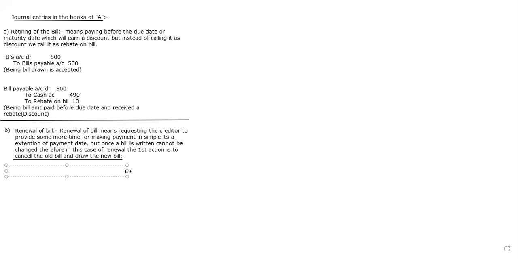So first I'm going to cancel the old bill. Now you said A is a receiver, meaning bills receivable. So the first time when we draw a bill, bills receivable will always be on the debit side. So let us assume the first entry was like this: bills receivable account debit 400 to C's account, that is 400. So it was a bill drawn on C. This one I'm writing as old, just to make you understand. Or else I will not write this one. Now I have to cancel. So cancellation means what?